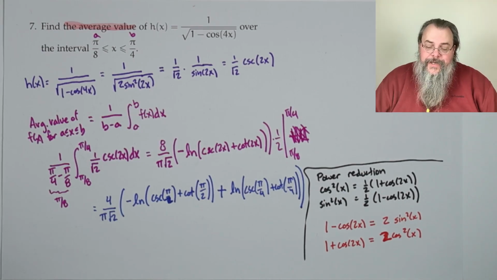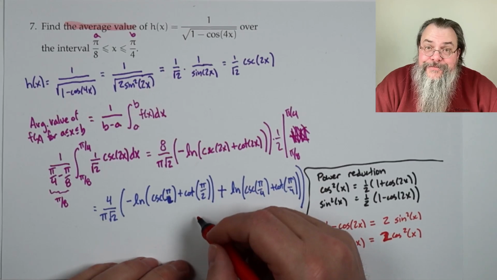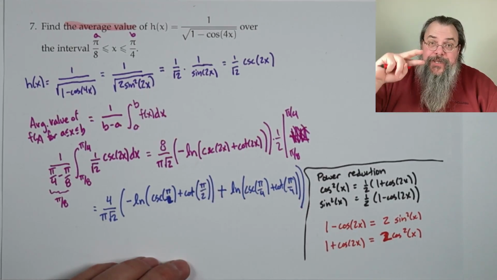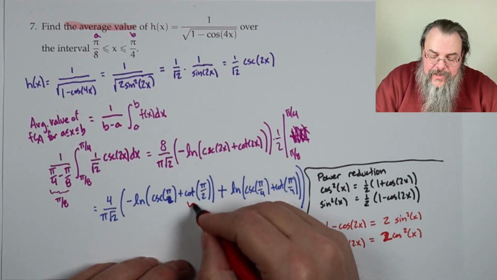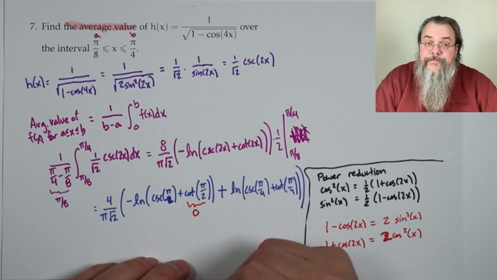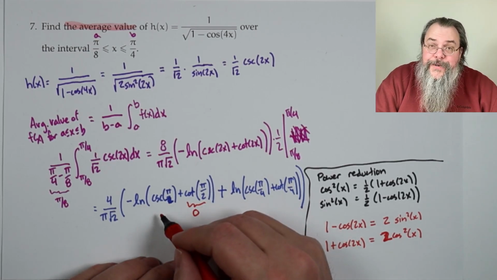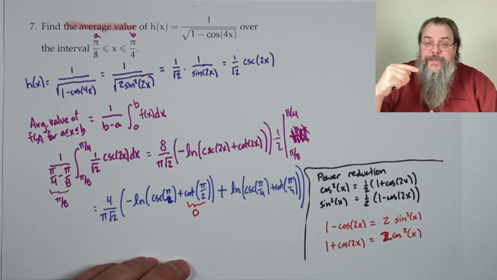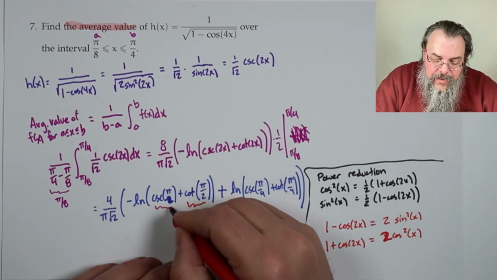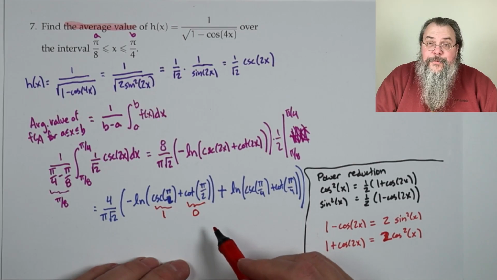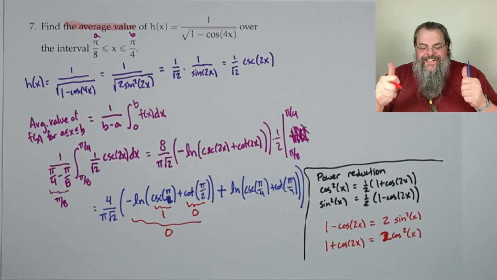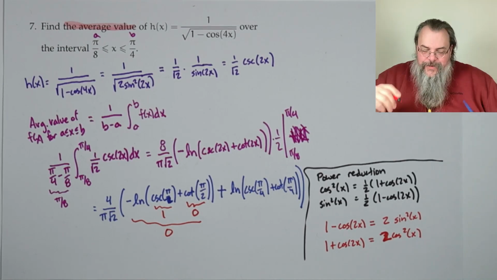Now, what is cotangent of pi over 2? Well, cotangent's cosine over sine. Cosine pi over 2 is 0. So this is 0. What about cosecant pi over 2? Well, that's 1 over sine. 1 over sine pi over 2 is 1 over 1. So this is 1. So it's log of 1, which is 0. Oh, all that work to say that term drops out.